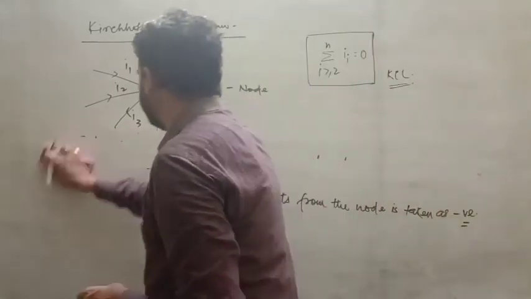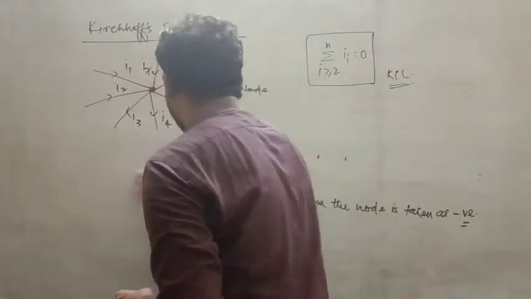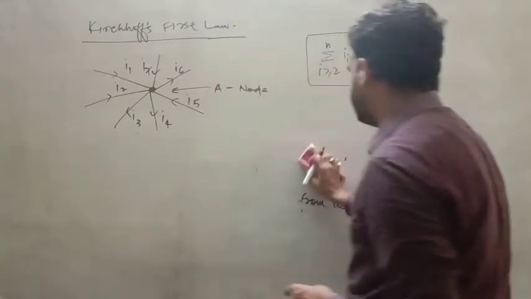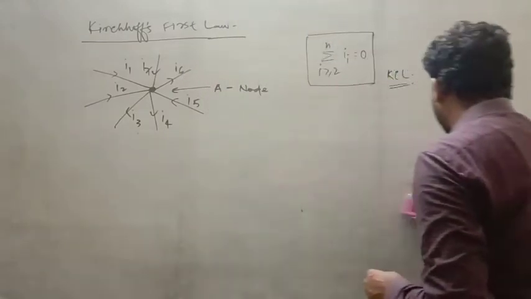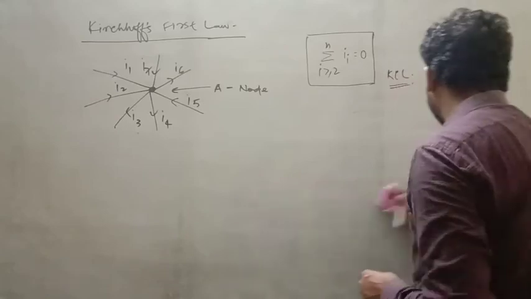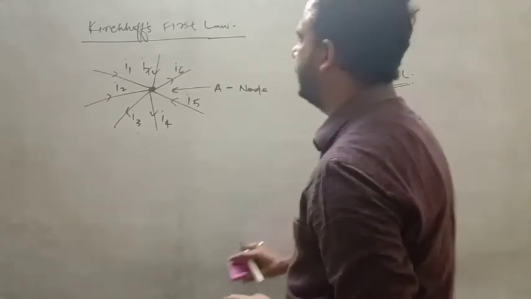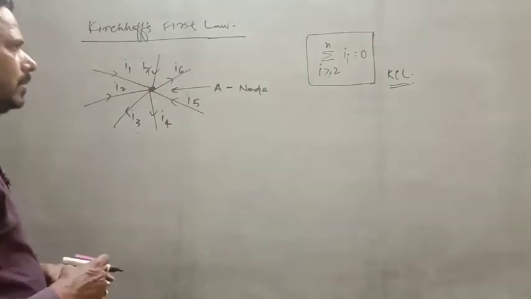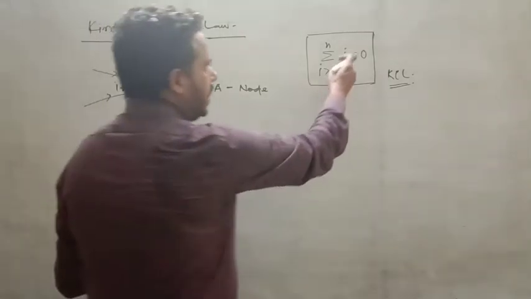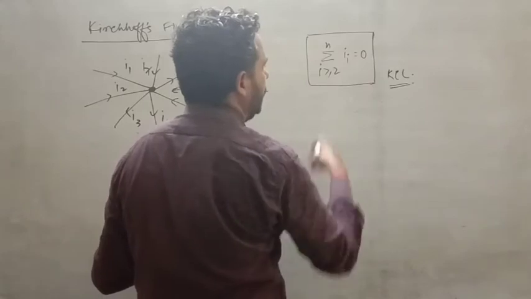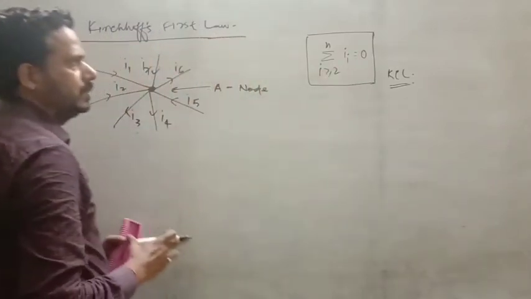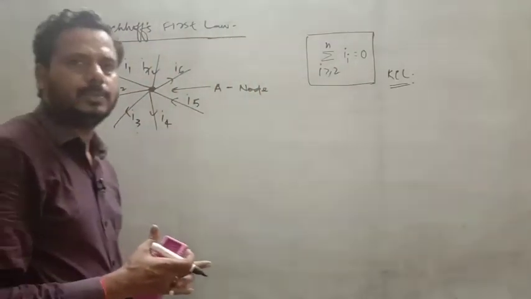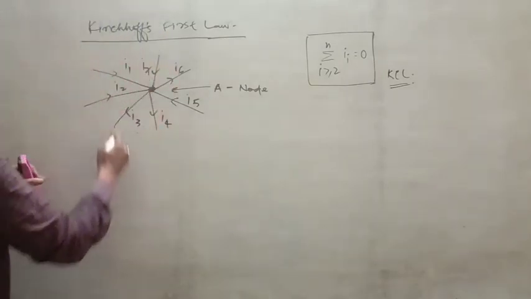So here you are seeing that a number of currents are there. You have 7 currents, I1 to I7. All of these you have to take the sum of, and that is equal to 0. That is the algebraic sum you have to take.